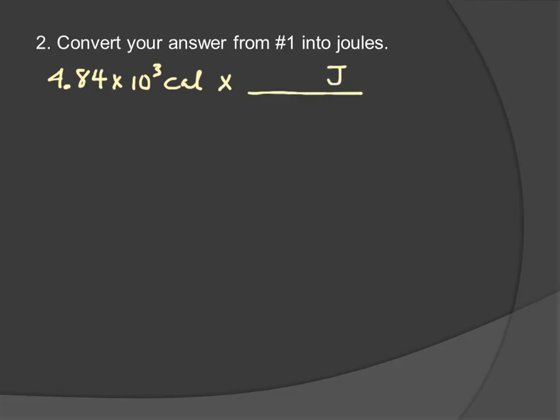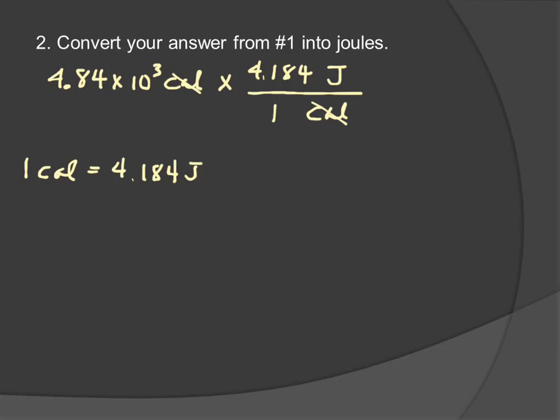Multiply by joules, divide by calories. This is dimensional analysis again. The relationship, if you go look it up, is 1 calorie equals 4.184 joules. And if you need that on the exam, I'll give it to you. So 4.184 joules and 1 calorie. We gotta make sure we get those in the right place.